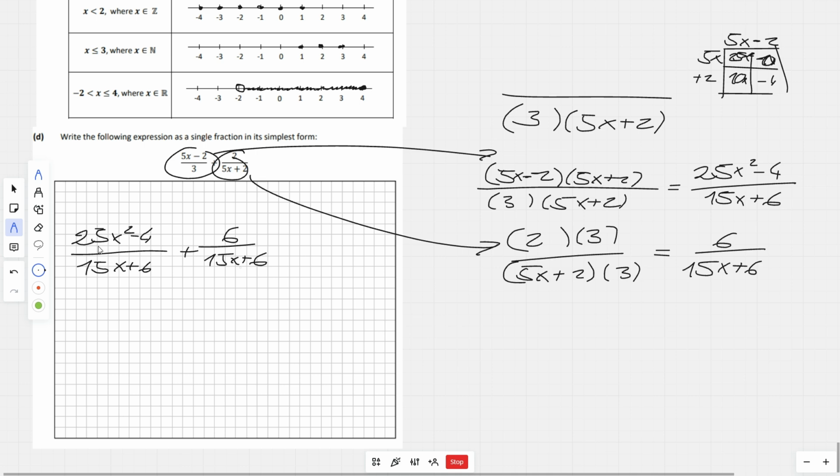So now notice this. Now we have the same denominator, which means that we can just add these tops together. Once we do that, we will get 25x squared minus 4 plus 6, that would just be plus 2 over 15x plus 6. I'm just going to have a double check. Can I divide by anything here? And I cannot. So this is the fraction in its simplest form.